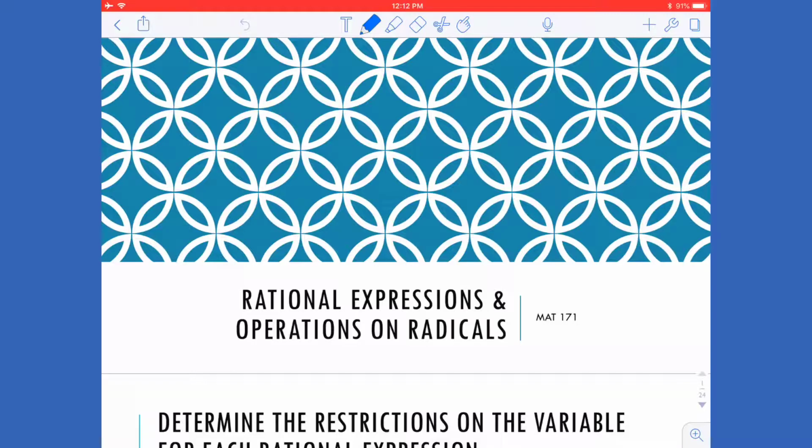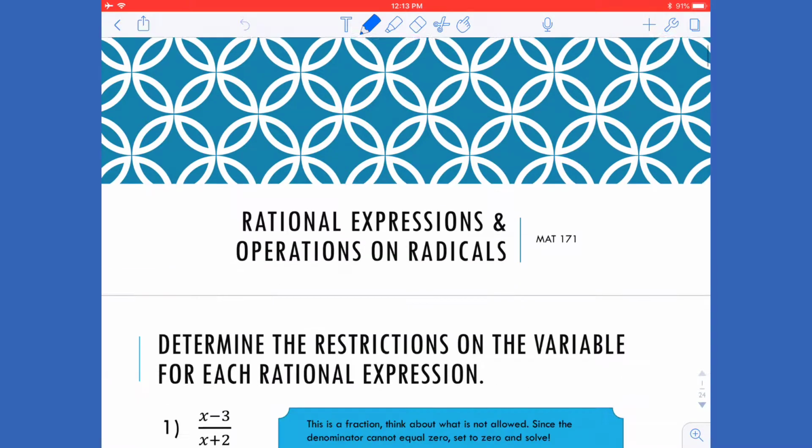So the purpose of this video is to get you acquainted with Chapter R, Section 4, which deals with rational expressions and operations on radicals. When you hear that word rational, we've looked at rational expressions before, and we've stated that when we utilize the word rational, we are referring to fractions. So in this section, we're going to do a lot of talk and dealing with fractions.